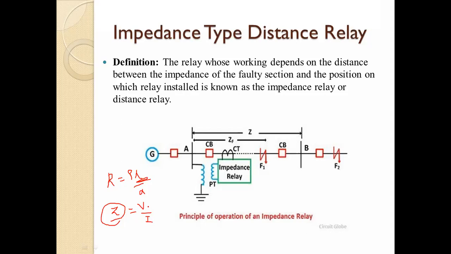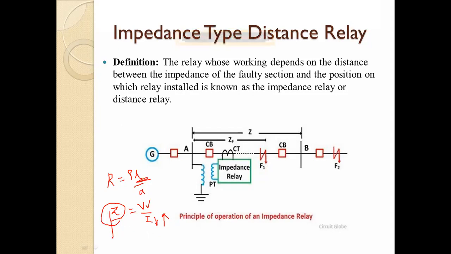So in general cases, under normal working conditions, the voltage will be more and the current will be less. But when any fault occurs, this current will increase, and this impedance decreases.